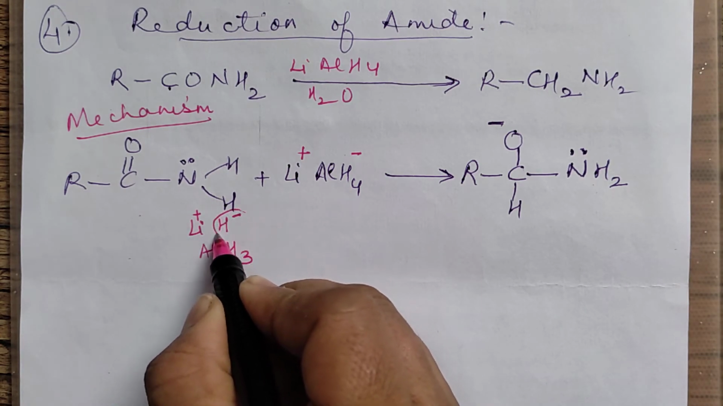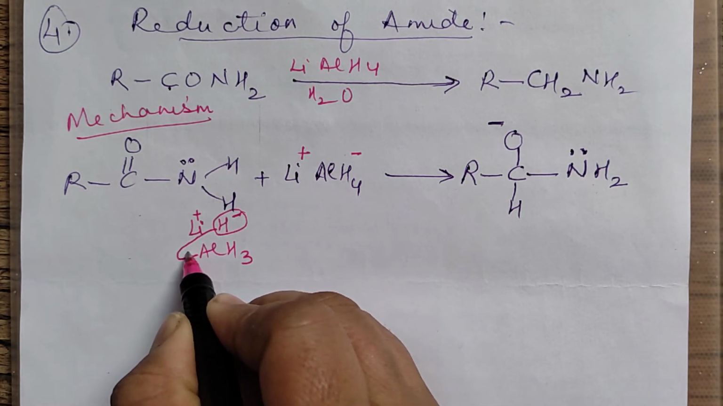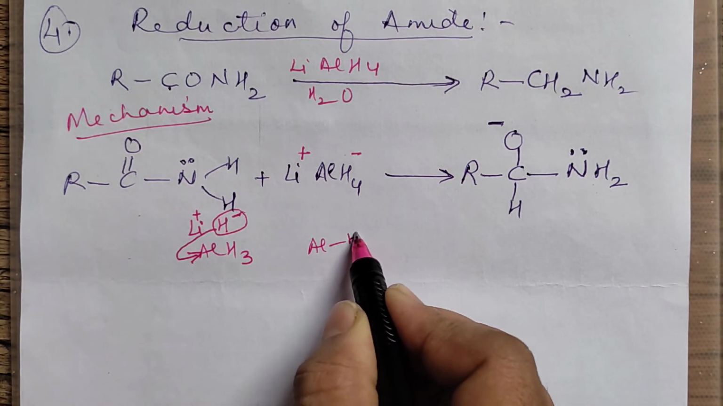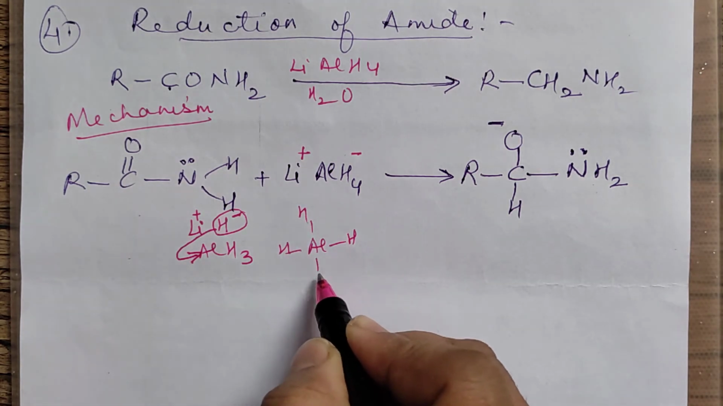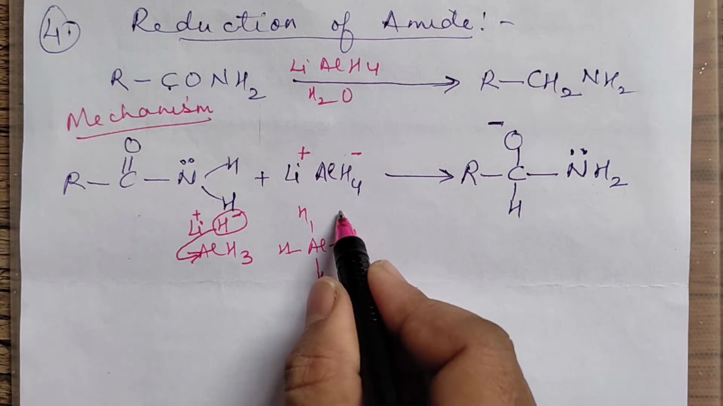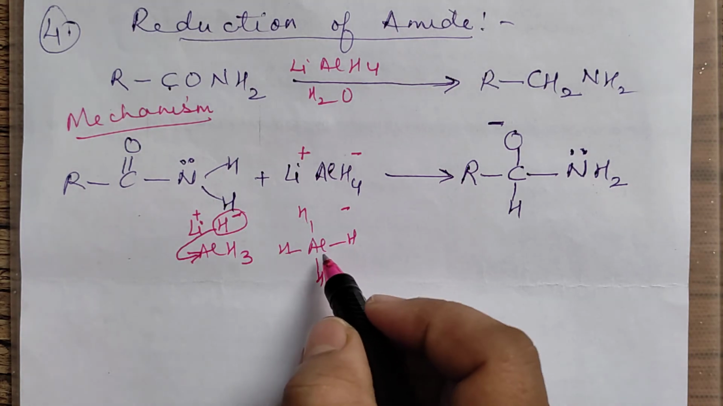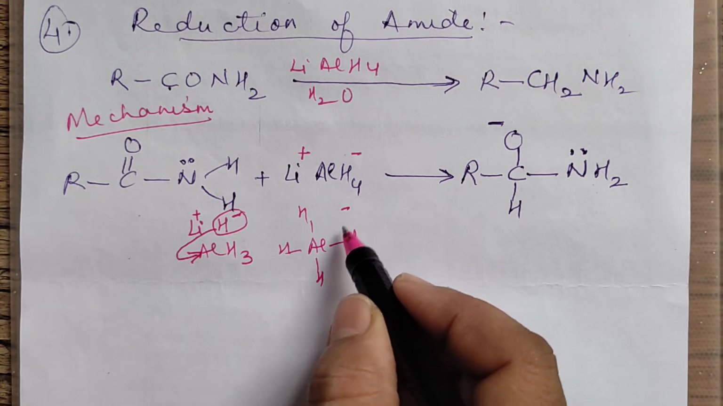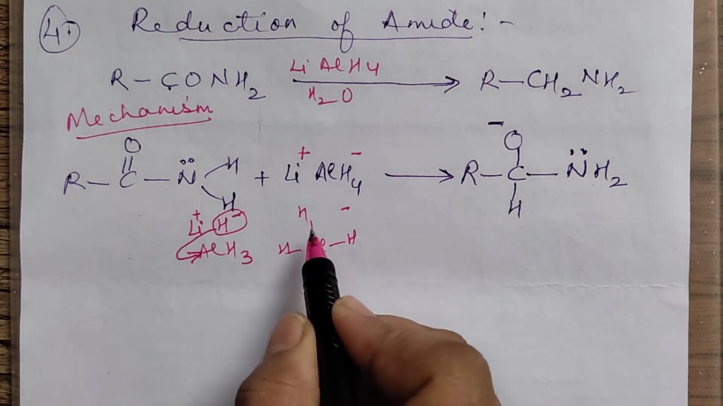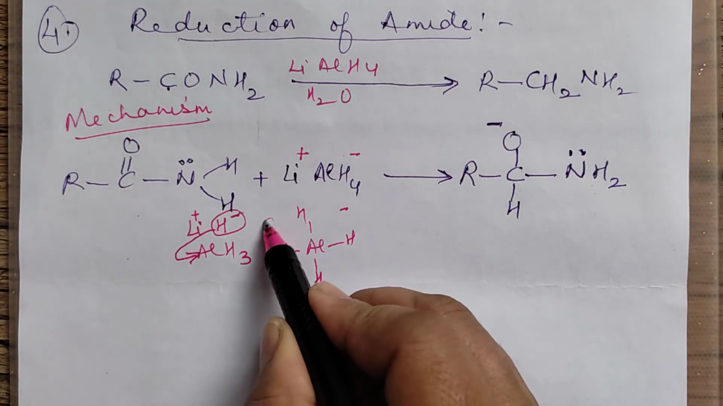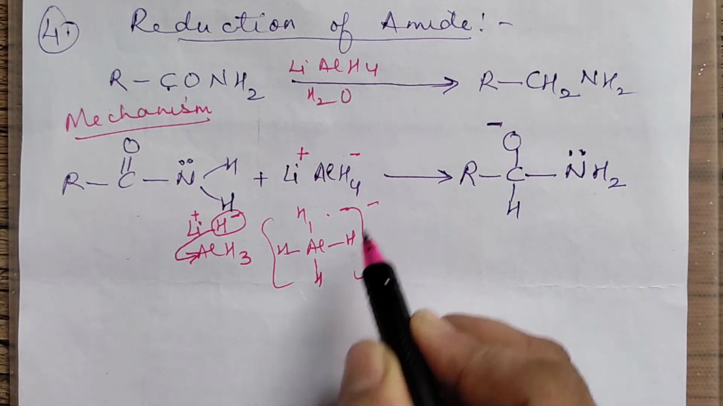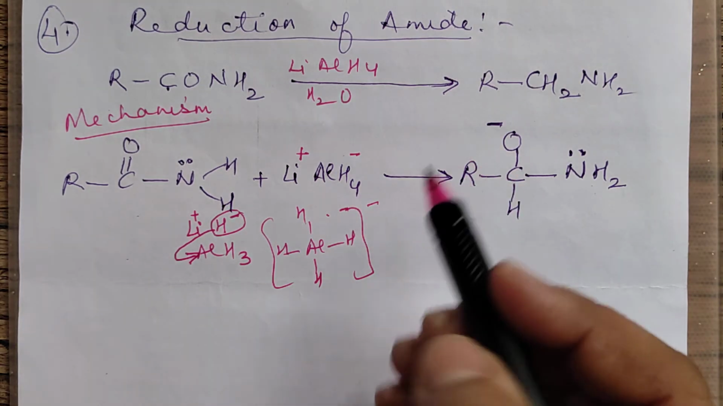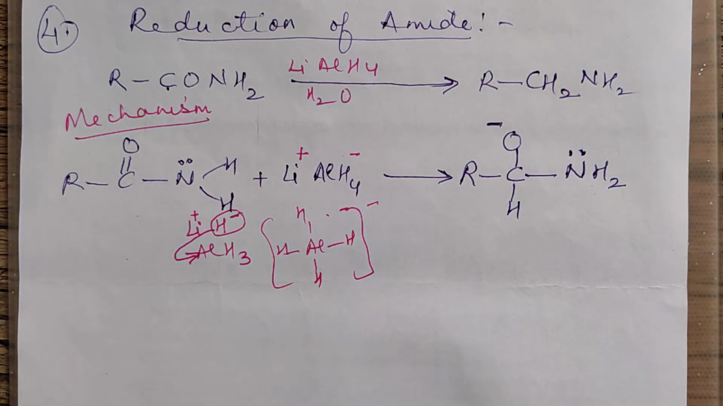So this H minus from here comes and gives its electrons to Al, and it will result in the formation of Al with all 4 hydrogens attached to it, and this is now having a minus charge over it. This is aluminium hydride, AlH4 minus. A dative bond is formed where H minus from Li has come and given electrons to Al. So this normally you can write in a square bracket like this. So what is the function of this lithium aluminium hydride? Basically, it gives this H minus to the amide.